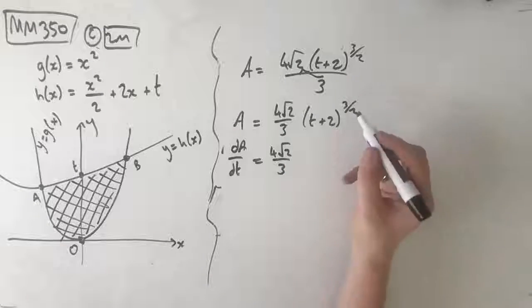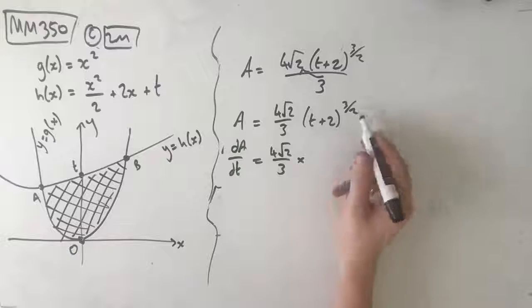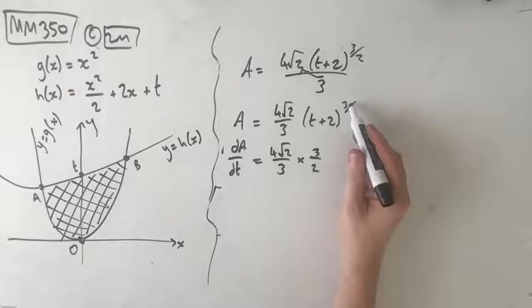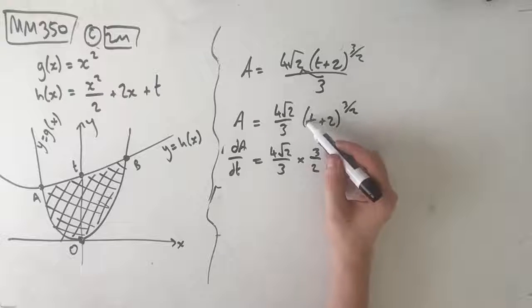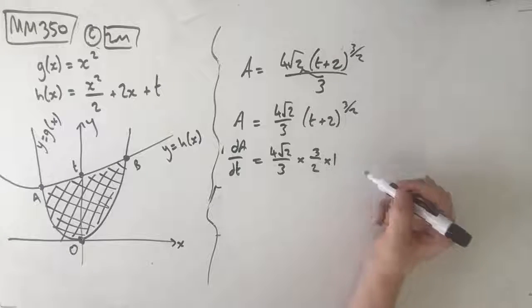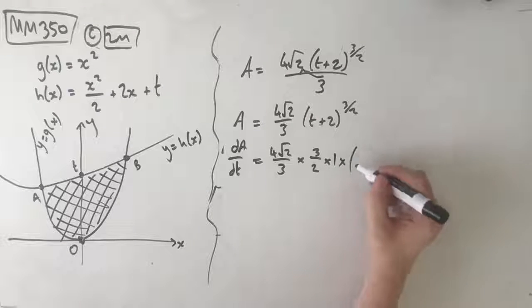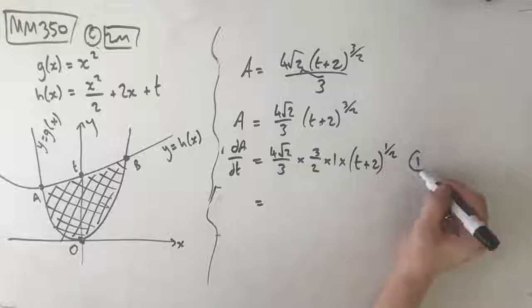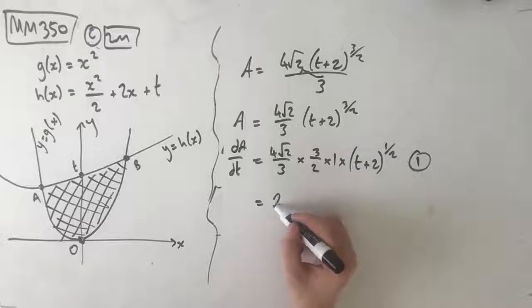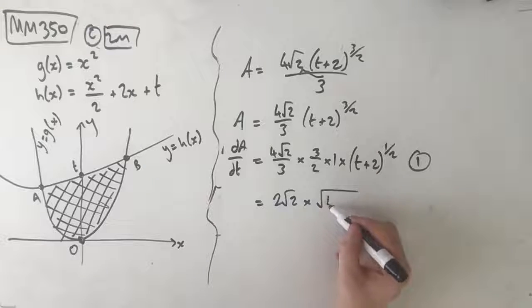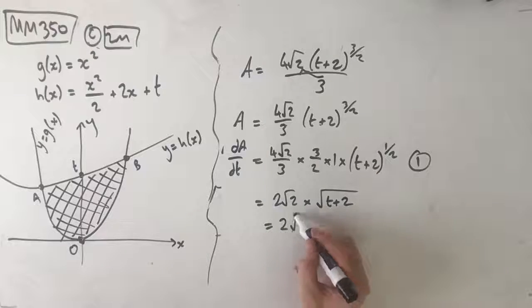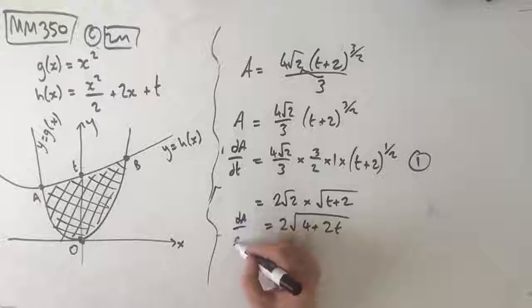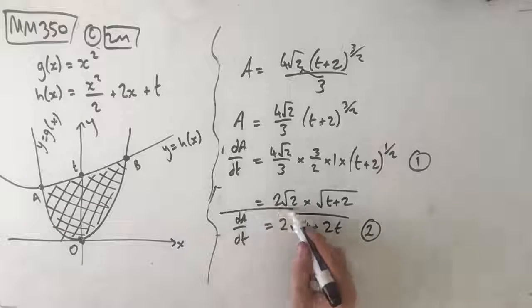We're going to minus 1 from this power. And, sorry, we're going to multiply the front by the power, so times 3 on 2. We're going to times the front by the coefficient of t as well. In this case, it's just 1, so we have times 1. And then we times it by this and minus 1 off the power. So what we end up getting, that's actually our first mark there. What we end up getting is 2 root 2 times t plus 2, which gives us 2 outside of root 4 plus 2t. dA/dt is equal to this. This is our second mark.